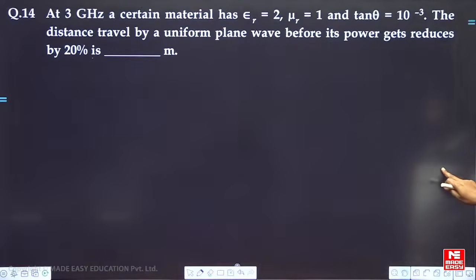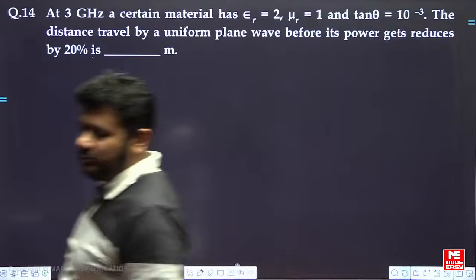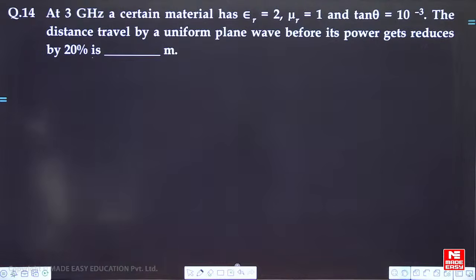Question number 14. At 3 gigahertz, a certain material has epsilon r equal to 2, mu r equal to 1, and tan theta is 10 to the power minus 3. The distance travelled by a uniform plane wave before its power gets reduced by 20% is how much in meters? Let us see how many of you can do this. I am giving you 1 minute. Let us see how many of you can do it.